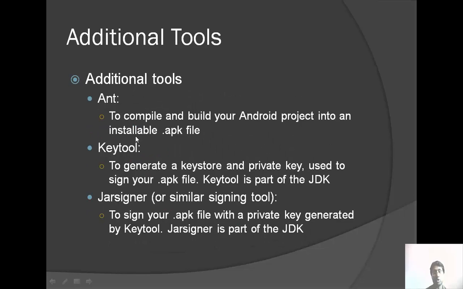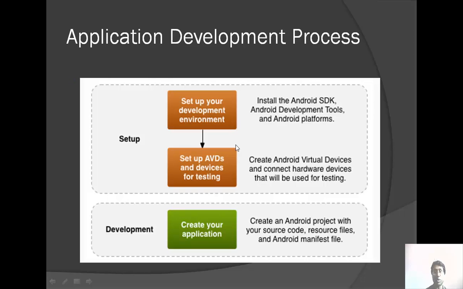Some other tools: one for building and deployment, automating the procedure and also pointing to the right resource files and library files. You can also use the Maven tool, keytool. I think you can generate a private key using this tool, and jarsigner. You can sign your application with the private key generated by keytool.